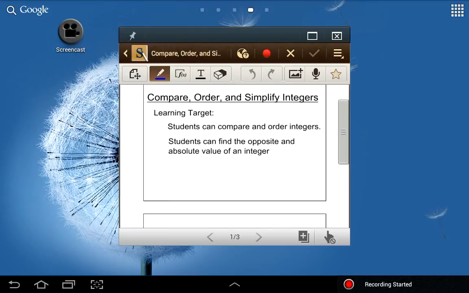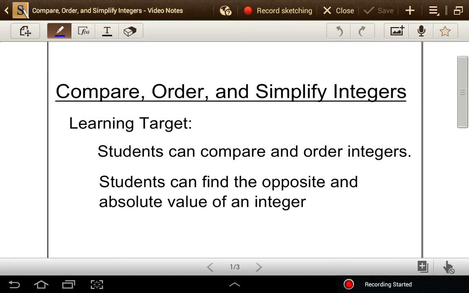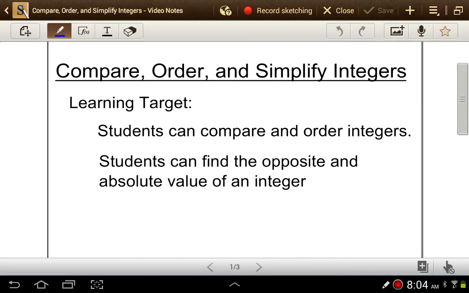Alright guys, here's our video for tonight. Compare, order, and simplify integers. We have two learning targets. First learning target is students can compare and order integers. And the second learning target is students can find the opposite and absolute value of an integer.